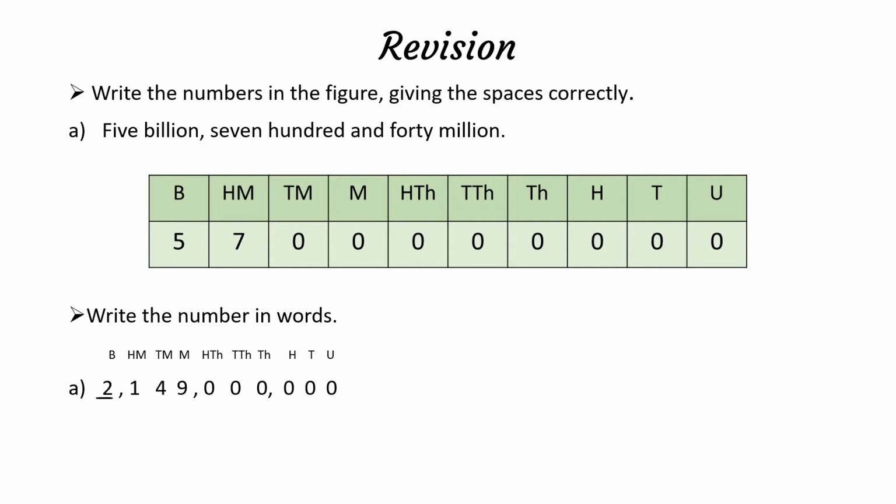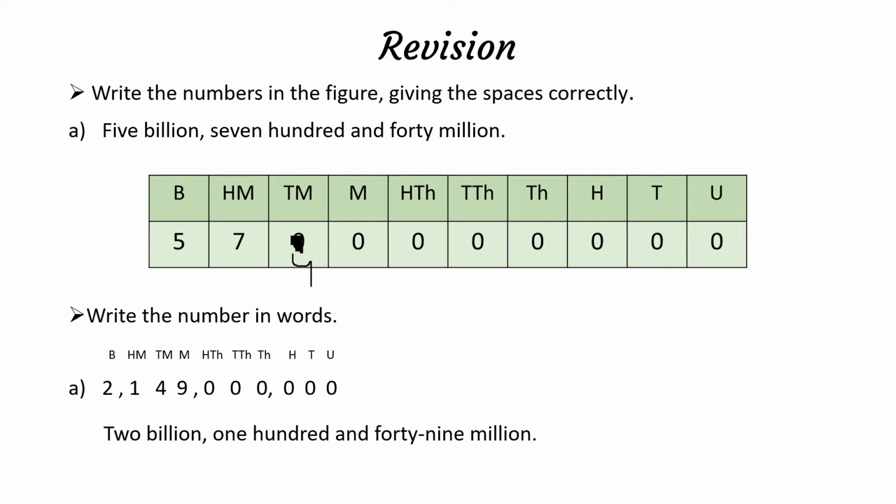2 is under the billion, so it will be 2 billion. Then in millions group, we'll combine these digits because they are in the millions group. It will be 149 million. All the other digits are 0, and we don't write 0. So it will be written like this: 2,149 million. Okay, it was 4 here. Okay, so I hope this is clear now. So we have done the revision.